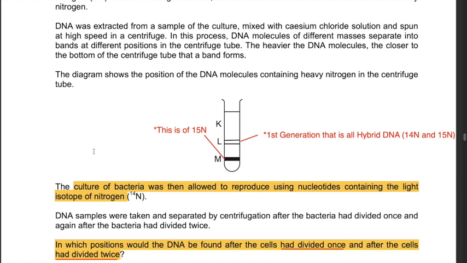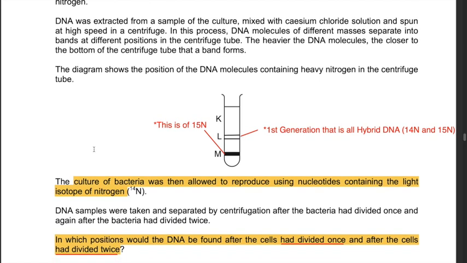Then they placed it into a culture of bacteria containing 14N only and allowed it to reproduce. Now, after it reproduces once, the new generation of bacteria will contain both 14N and 15N. Basically, 100% hybrid DNA, that is 14N and 15N. That is one molecule consisting of one strand from 14N and one strand from 15N. That is a hybrid DNA molecule. That is for the first division, and after it had divided twice, there will be half at L and half at K. Why is that? Because some would be hybrid DNA and some would be only 14N. Because it is placed in a culture containing light nitrogen only.